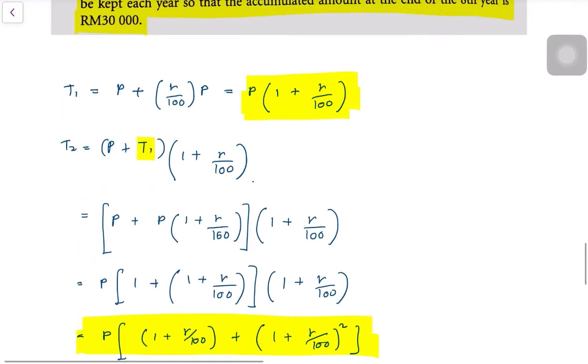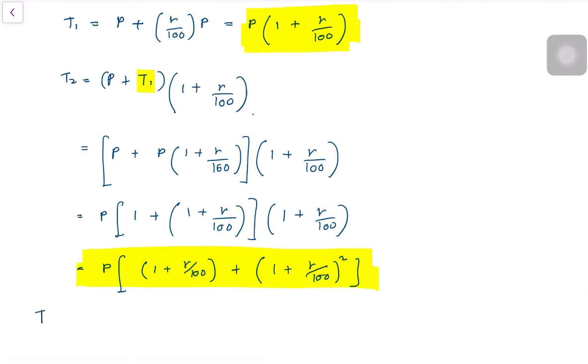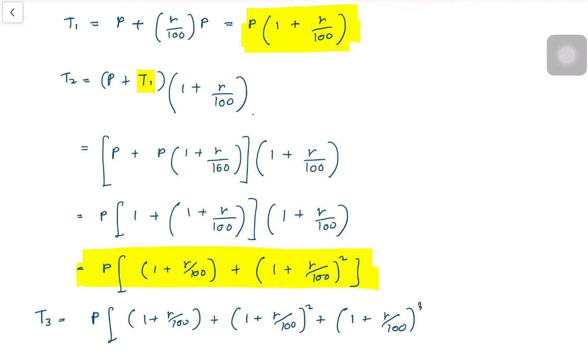Now according to the first two terms, we can make a prediction for our third term. The first term is P times 1 plus R over 100, and the second term is a series of the first two terms, which is 1 plus R over 100 plus 1 plus R over 100 squared. So for the third term I'm going to have the same thing, which means three terms instead of two terms. Then I should have P times 1 plus R over 100 plus 1 plus R over 100 squared plus 1 plus R over 100 cubed, accordingly.